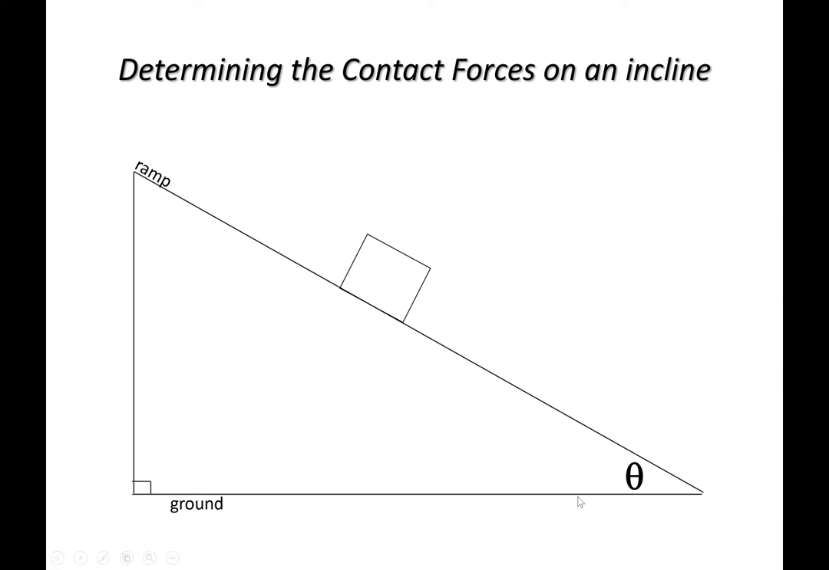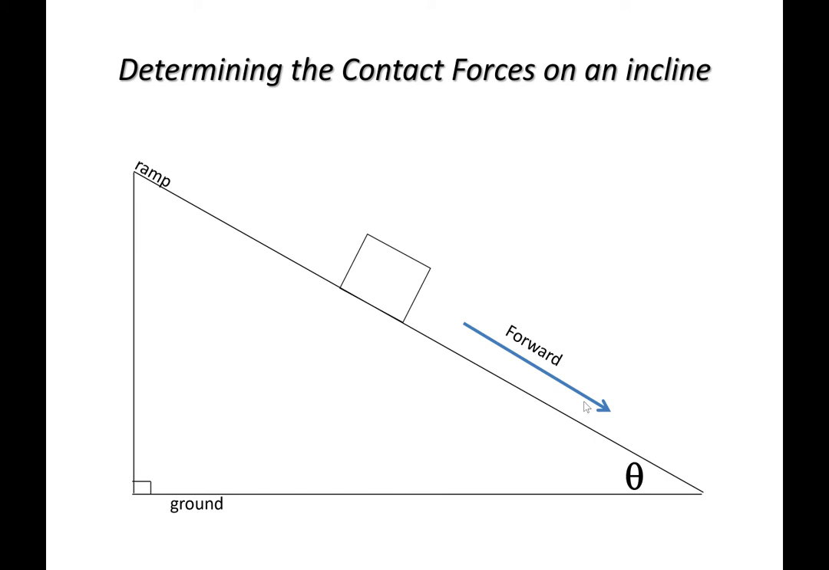And keep in mind, sorry, I forgot to define this. The angle down here, theta, would be our angle of inclination, or the angle at which the ramp is set relative to horizontal. Okay. So we know that if we were to just put an object on a smooth ramp with no friction, it would slide down the ramp.